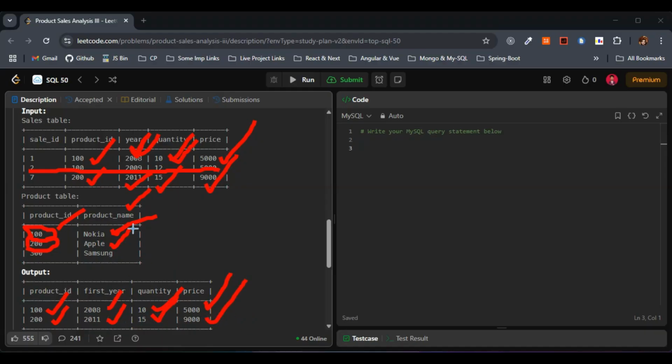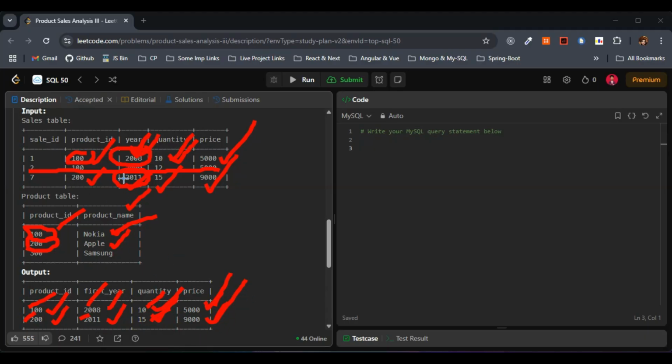So they have just asked first year of sale. In this case, product ID we have, both we have 100. So the first year of sale would be 2008 here. The first year of sale here would be 2011 here. That is the reason we are considering here 2008 and 2011 in this case. So that is the reason we are considering 100 and 200 in this case. That is the reason we have 10 and 15 and here 5000 and 9000. I hope this is completely clear.